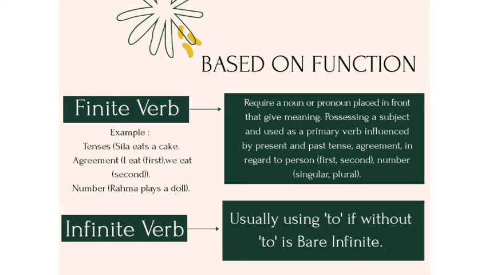Verb based on function has two functions. The first is finite verb, which requires a noun or pronoun placed in front that gives meaning, possessing a subject, and used as a primary verb influenced by present and past tenses. Agreement in regard to person, first and second, and the number is singular and plural. Example of tenses: Sila eats a cake.